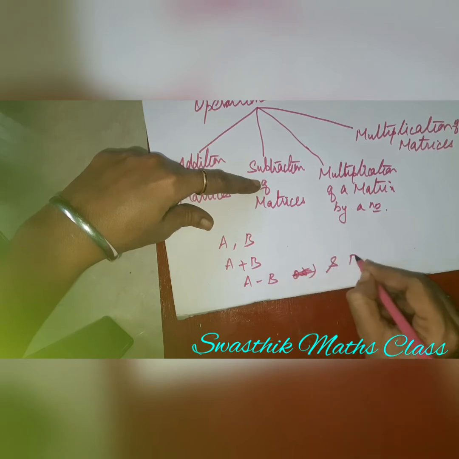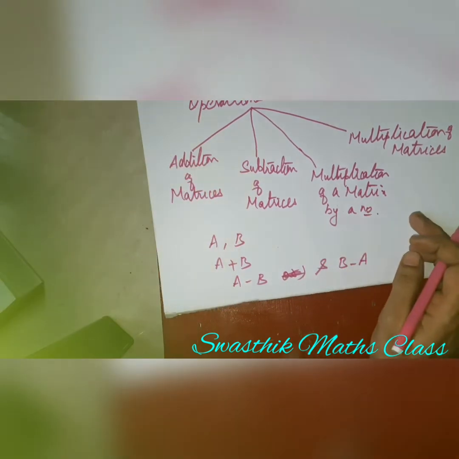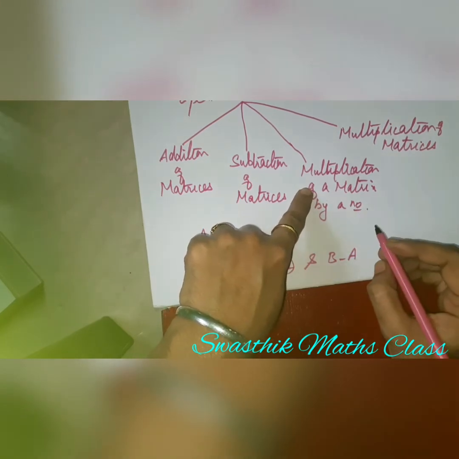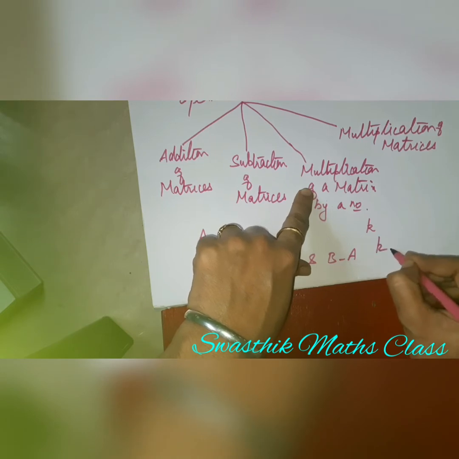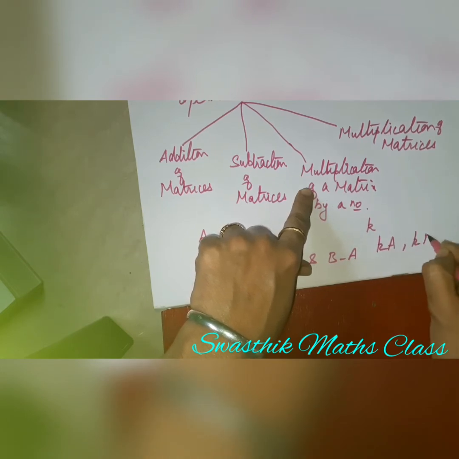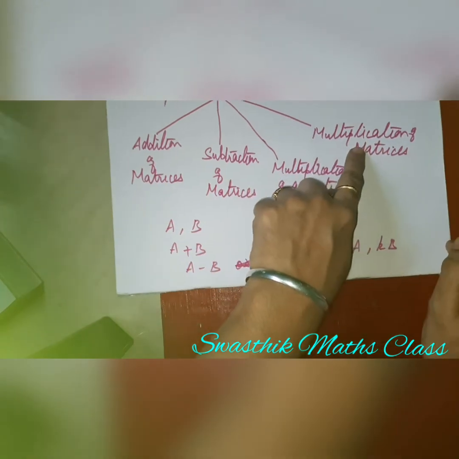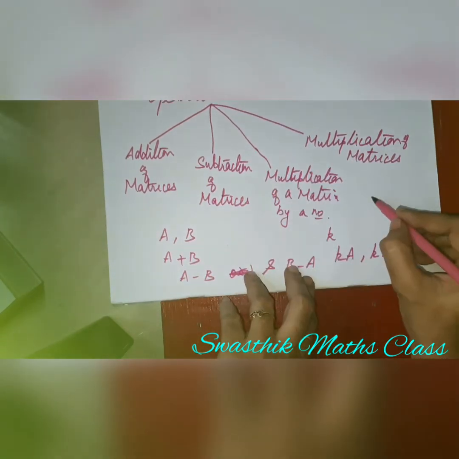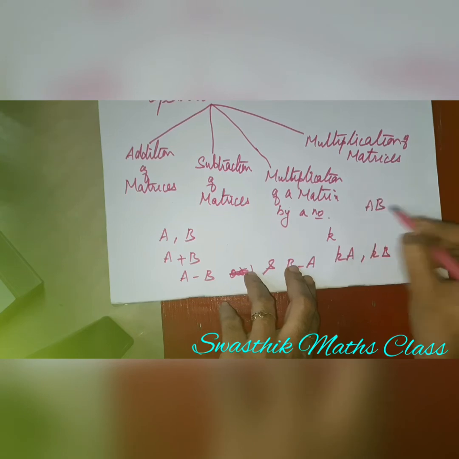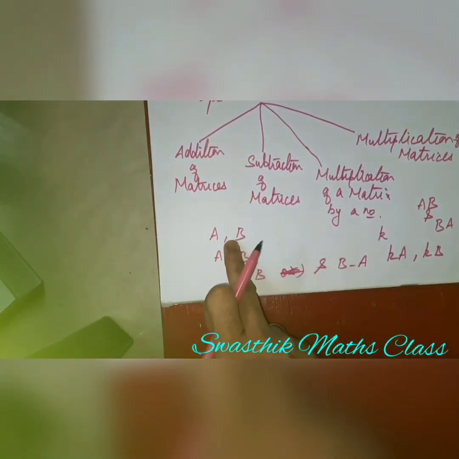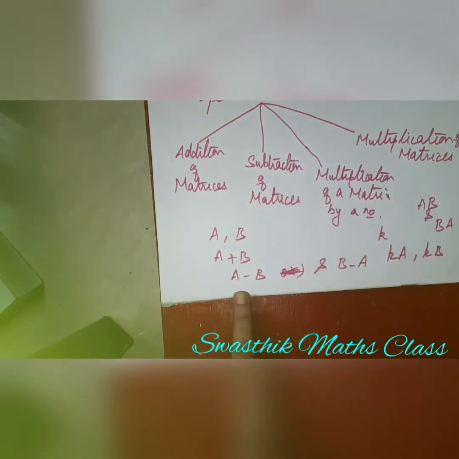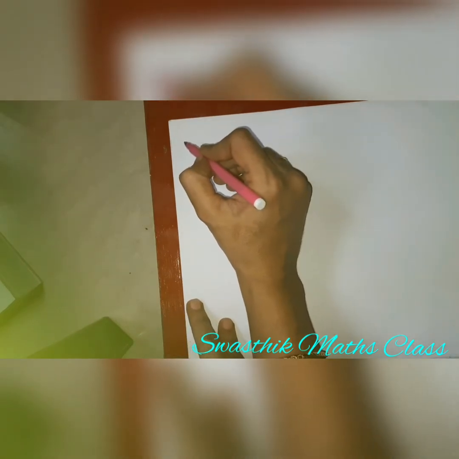and B minus A. And similarly, with multiplication of a matrix by a number, if we are given a number K, then we can produce two new matrices KA and KB. And finally, with the use of multiplication of matrices, we can produce two new matrices AB as well as BA, right? So, in order to produce these type of new matrices from the given matrices A and B, we can use these operations. Okay. So now let's see these operations one by one in detail, right?